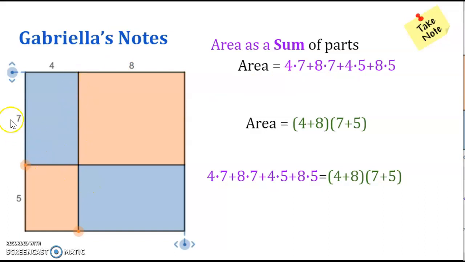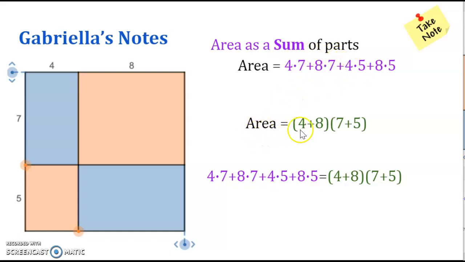This is going to be the same as this length here, so it's going to be 7, so 8 times 7 here, and then this orange rectangle is going to be 4 times 5, and then 8 times 5 again, so 8 times 5. So we call that the area as a sum of its parts.